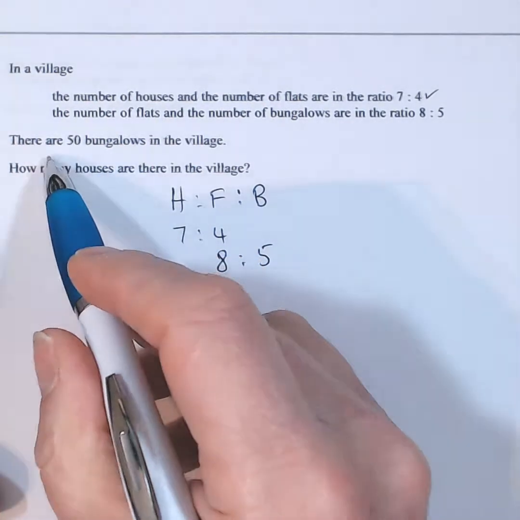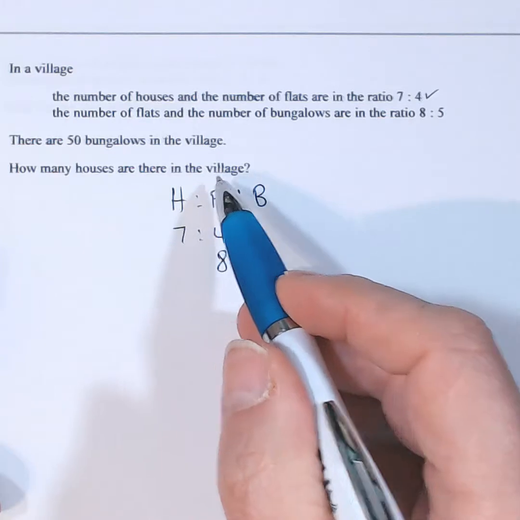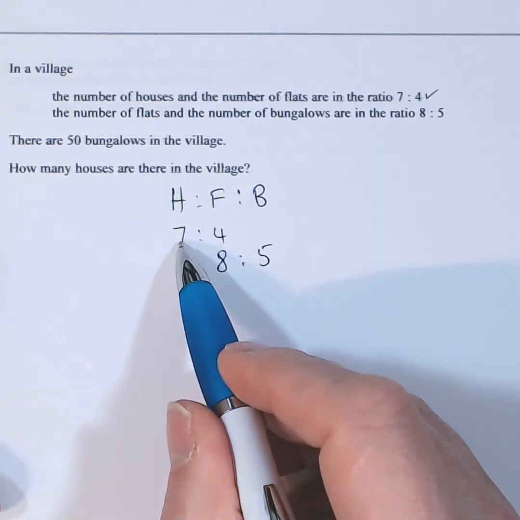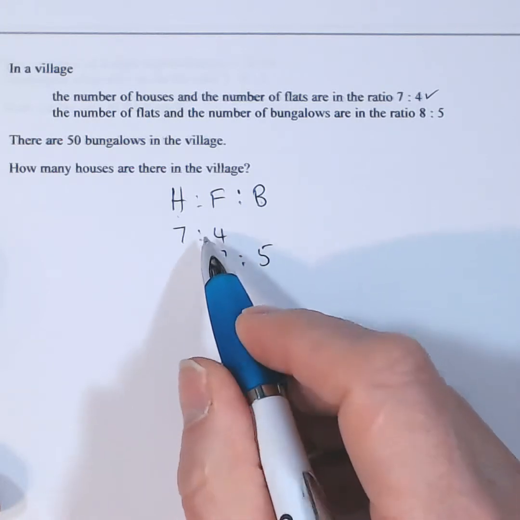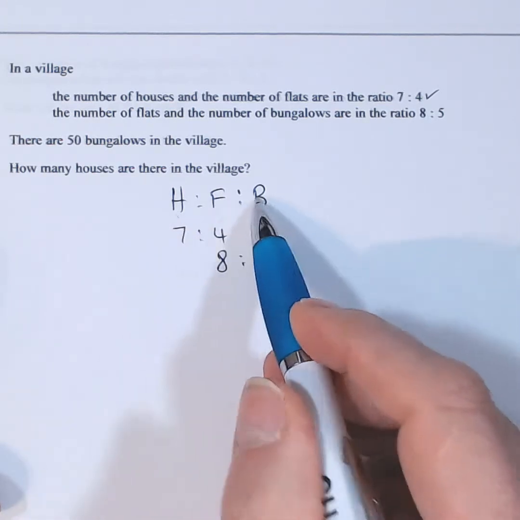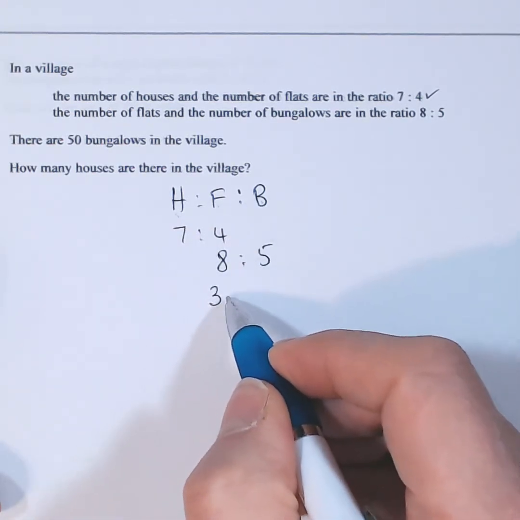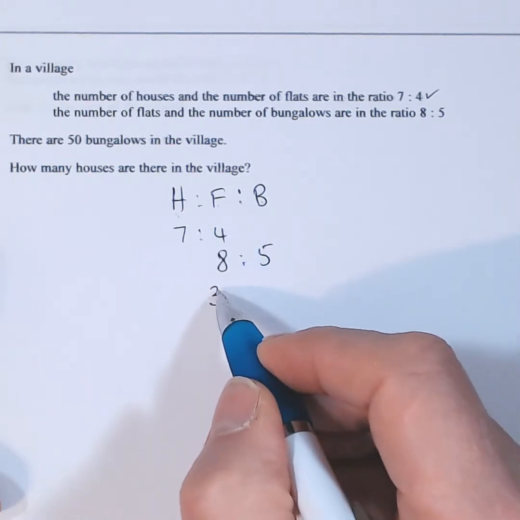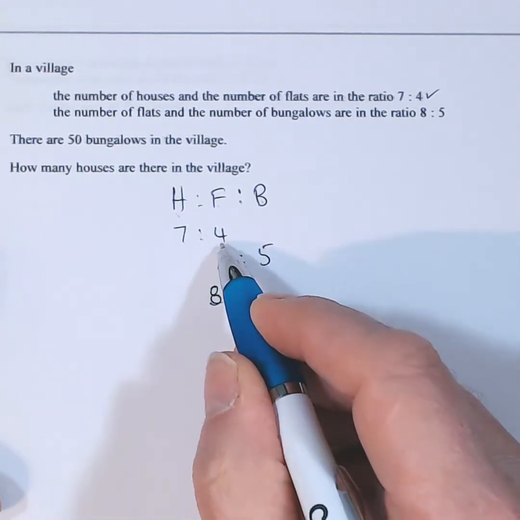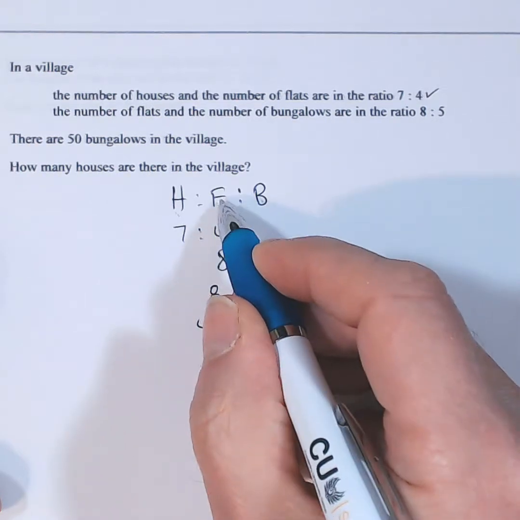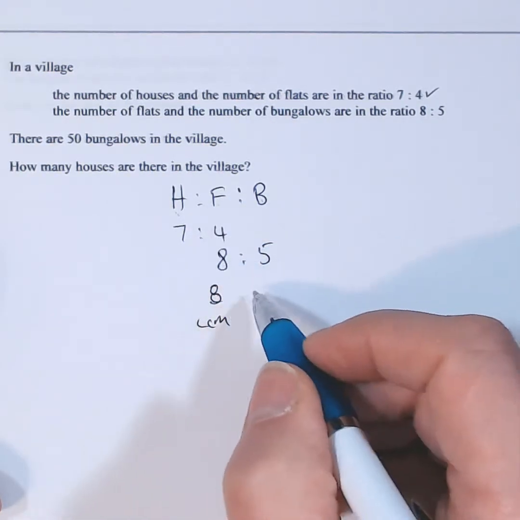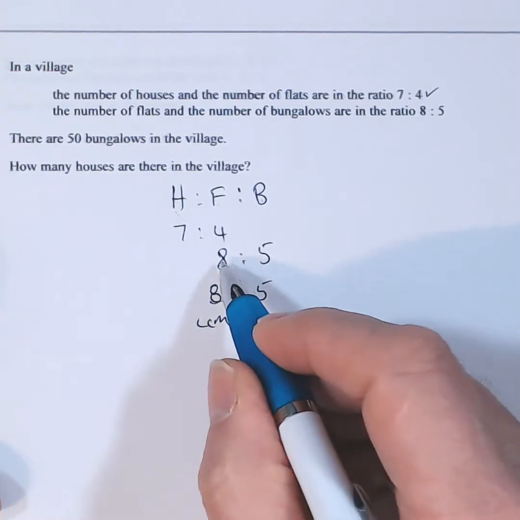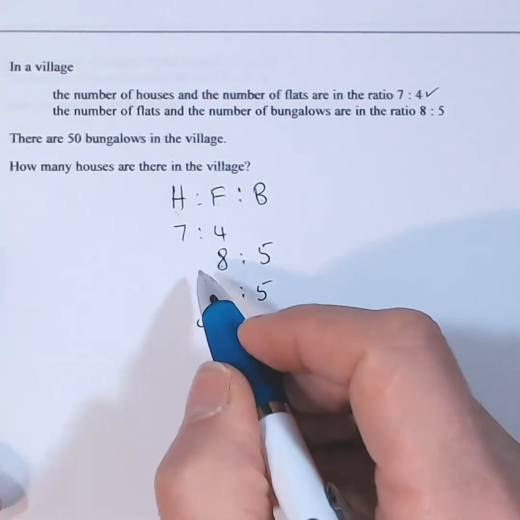And it's saying there are 50 bungalows in the village. How many houses are there? So we need a connection between houses and bungalows. Again, it's one of those questions where we've got 3 variables. So if we find the lowest common multiple, the lowest common multiple of 4 and 8 is actually 8. So we've got the lowest common multiple of the variable we know 2 things about, and therefore we write down everything else. So we know when there's 8 of those, there's 5 of those.